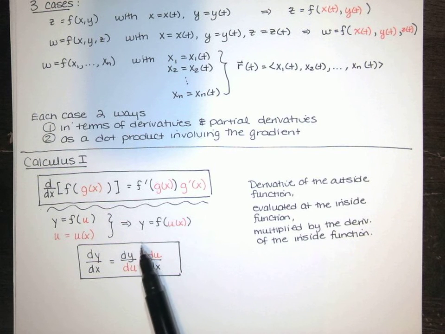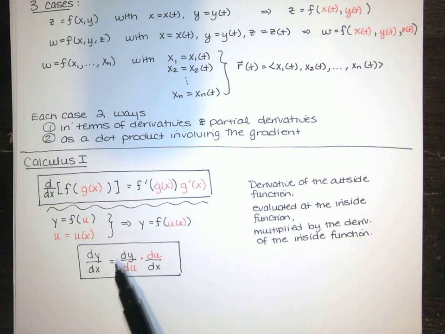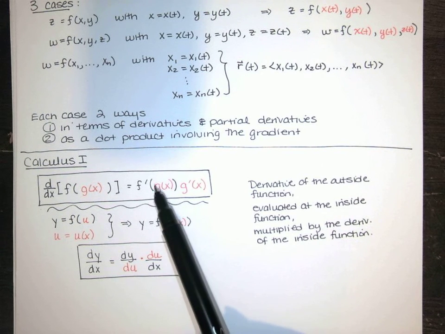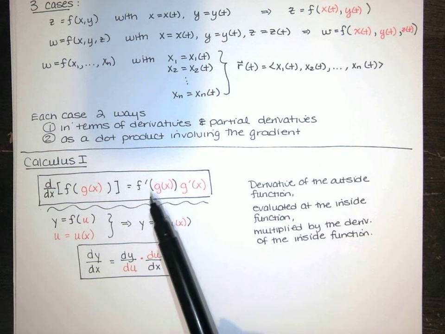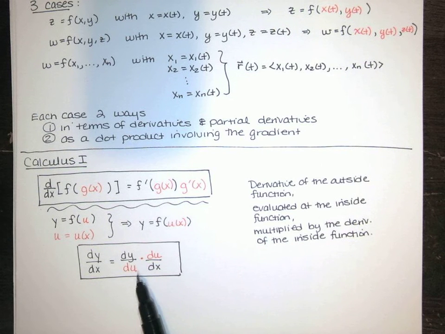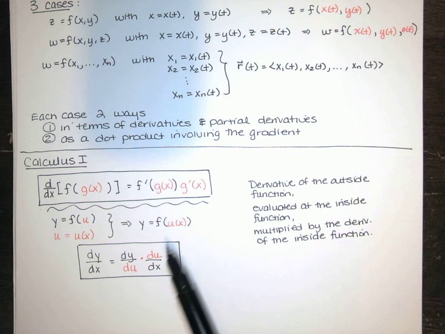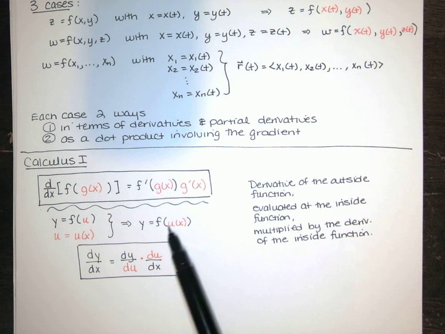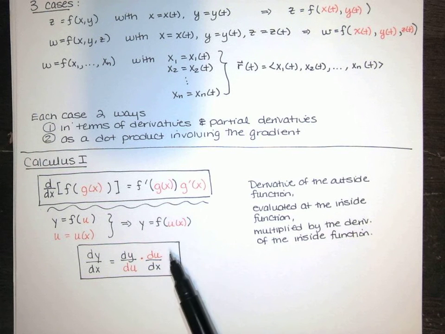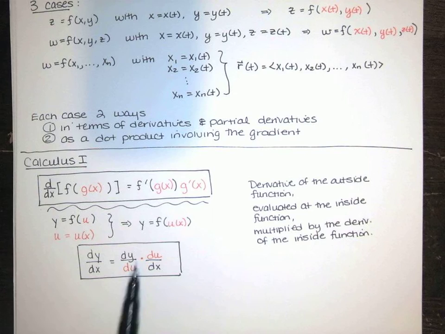So y is the outside, and what we're saying is take the derivative of the outside function, plug the inside function back in. It's f prime evaluated at the inside function, g of x here, or u of x here, times the derivative of the inside. Derivative of u of x can be written du dx using Leibniz notation. So this is exactly the same thing.